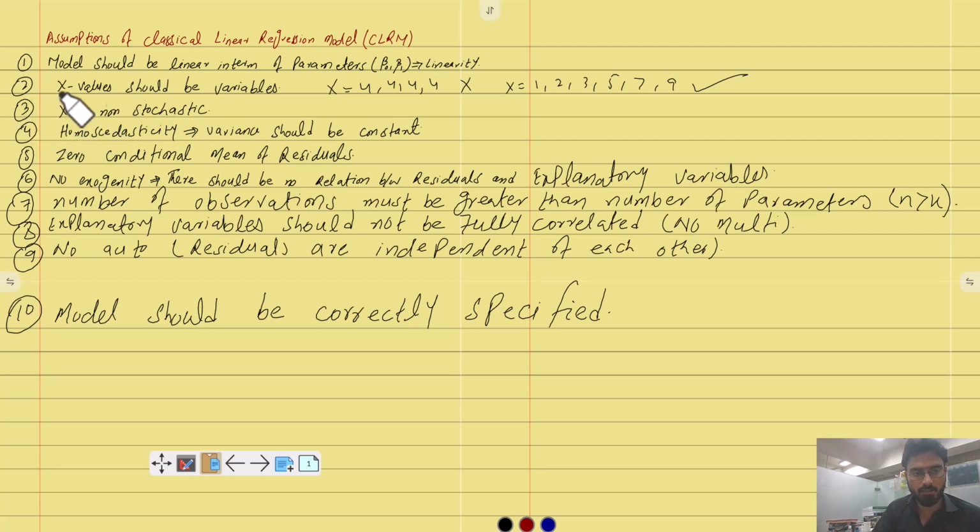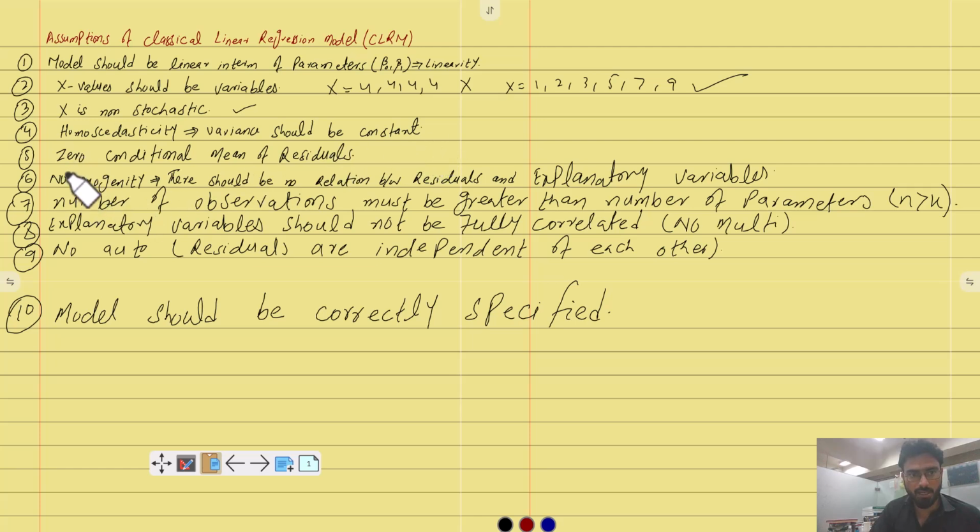The third assumption of the classical linear regression model is that x is non-stochastic. And the fourth assumption is that there should be homoscedasticity. It means that the variance should be constant over the period of time. If the variance is not constant, then there will be an issue of heteroscedasticity in the data, and we have to resolve this issue before applying the OLS.